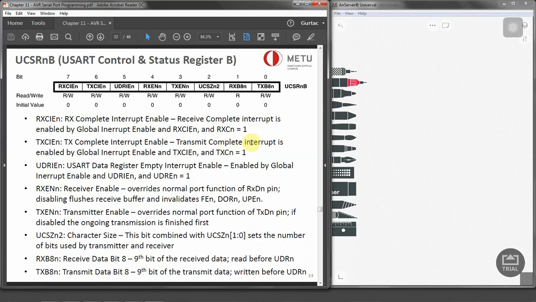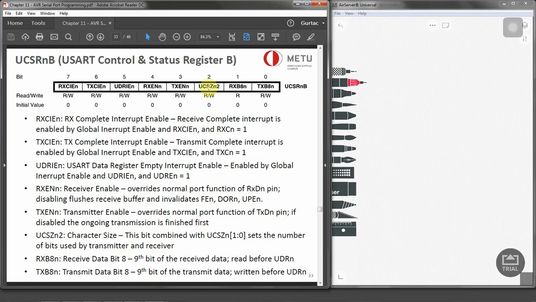Register B, we have got some interrupt enable flags over here. So RX complete interrupt enable, TX complete interrupt enable, UDR empty interrupt enable, so data register empty interrupt enable is there. Receiver enable, RXEN, overrides the normal port function of the RxD pin. Disabling flushes the receiver buffer and invalidates the error bits. And TXEN, transmitter enable, overrides the normal port function of the TXD pin. If disabled, the ongoing transmission is finished first.